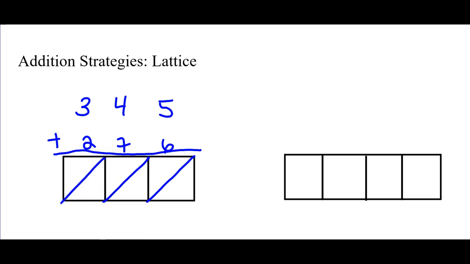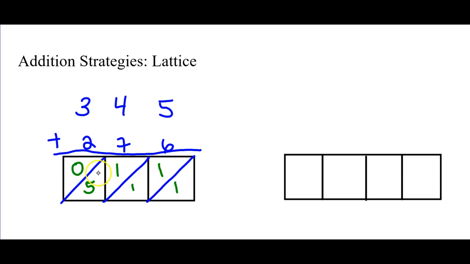And the nice thing about lattice addition is you don't have to start on the right side like you do with the traditional algorithm. You can really start anywhere. So if I want to start right here on the left, 3 plus 2 is 5. So 5 goes right there and a 0 right there. So 0, 5. 4 plus 7 is 11. 5 plus 6 is also 11.